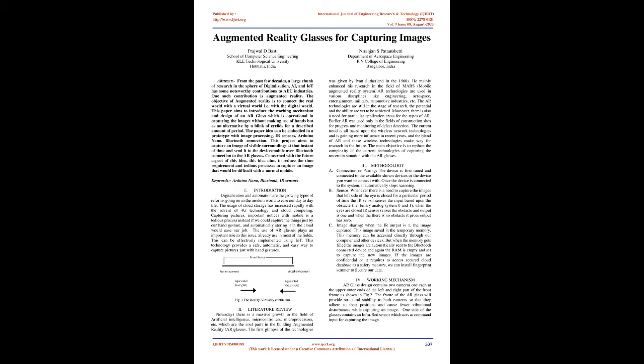Keywords: Arduino Nano, Bluetooth, IR sensors. Introduction. Digitalization and automation are the growing types of reforms going on in the modern world to ease our day-to-day life. The usage of cloud storage has increased rapidly with the advent of 4G technology and cloud computing. Capturing pictures and important notices with a mobile is a tedious process.